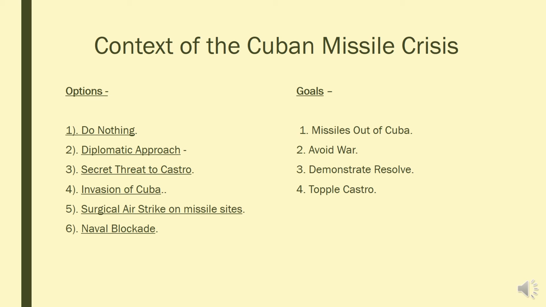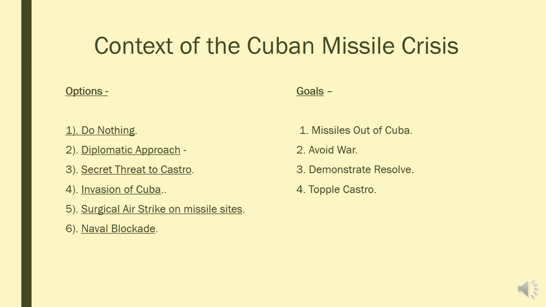If we look at the historical context discussed in Lecture 1, initially the options that were given that would address these goals were the surgical airstrike, the naval blockade, and then an invasion later if necessary. Well, these all speak to the primary goal of having the missiles out of Cuba, and they speak to that third goal of demonstrating resolve, but they totally ignore the second goal of avoiding war and a potential escalation to nuclear war.